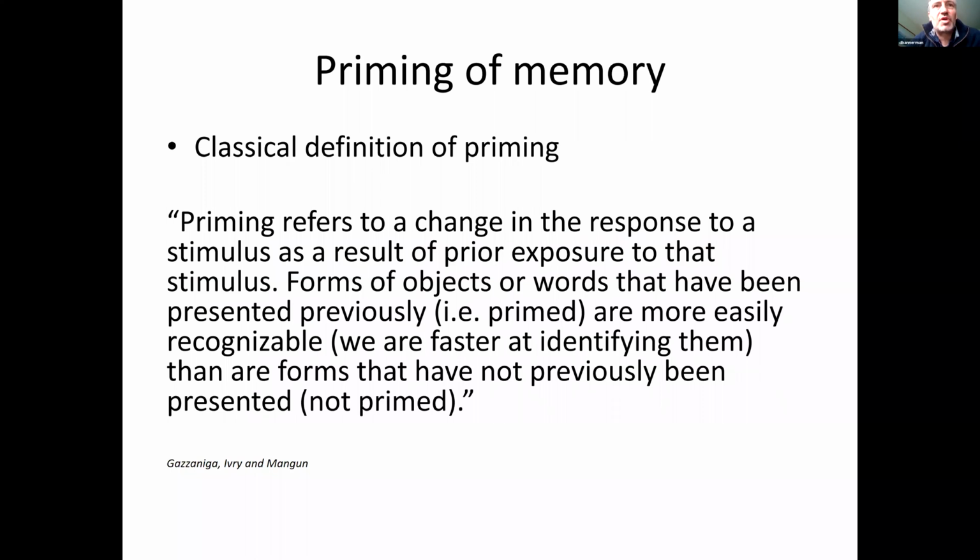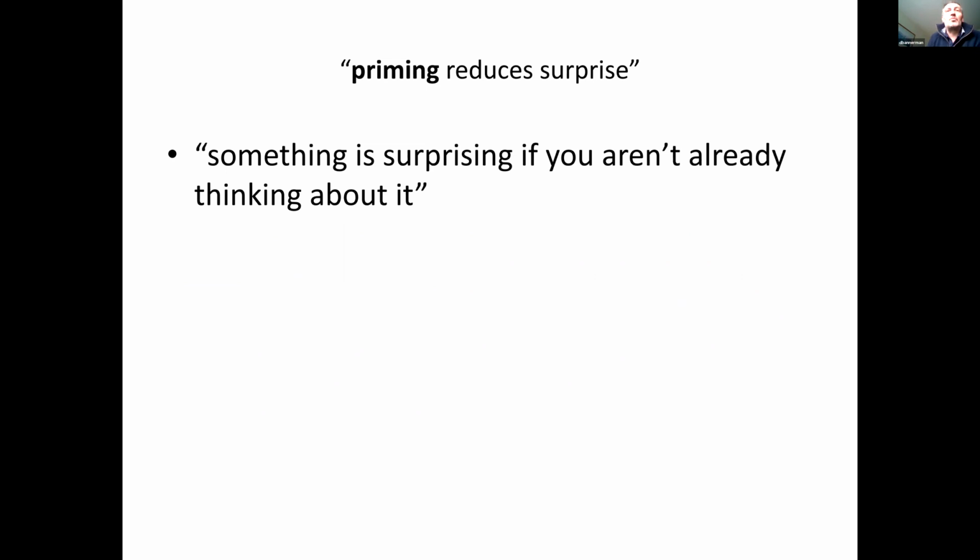This is a definition of priming taken from an undergraduate psychology textbook from Gazzaniga. Priming refers to a change in the response to a stimulus as a result of prior exposure to that stimulus. Forms of objects or words that have been presented previously, or primed, are more easily recognized. We are faster at identifying them than forms that we have not previously been presented with, i.e. not primed. Another way we can think about priming is that it reduces surprise. If you're thinking about something already, it's going to be less surprising than something you haven't been thinking about.